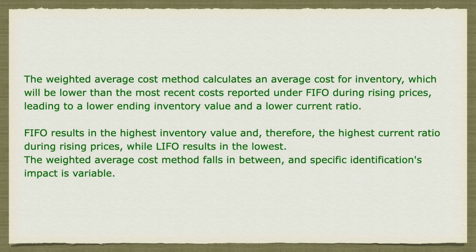The weighted average cost method calculates an average cost for inventory, which will be lower than the most recent costs reported under FIFO during rising prices, leading to a lower ending inventory value and a lower current ratio. FIFO results in the highest inventory value, and therefore the highest current ratio during rising prices, while LIFO results in the lowest. The weighted average cost method falls in between, and specific identification's impact is variable.